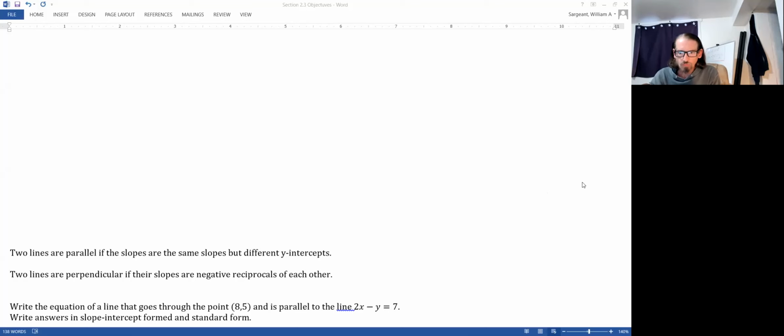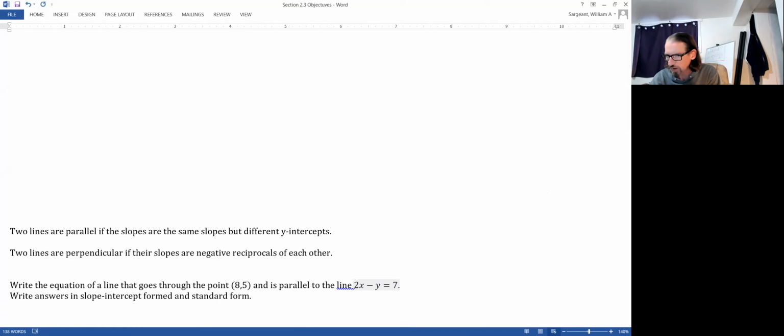As with the first example, we're going to write the answer in both slope-intercept form and in standard form. So first off, although we're given a point (8, 5), we don't know the slope of the second line. What I just copied there is our first line.